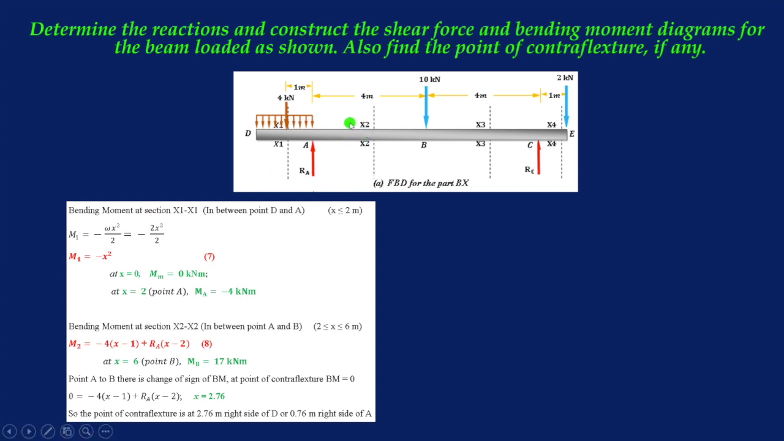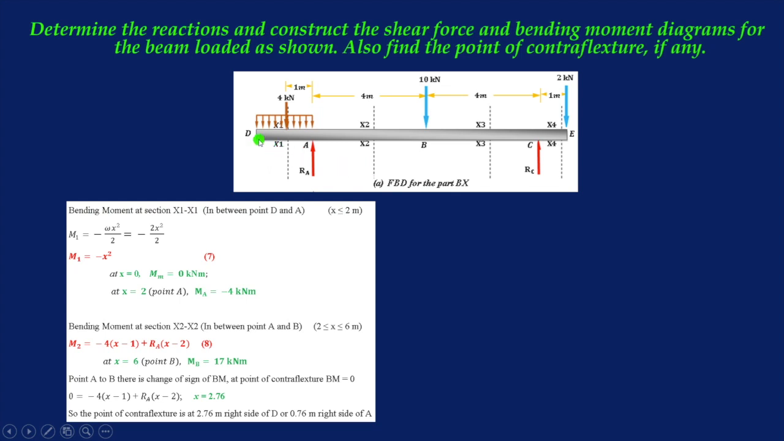And the bending moment direction is again anti-clockwise. If our section is here, then under the action of this force it is anti-clockwise, which means we will consider it negative. Now RA, due to RA, it is rotating up, which means clockwise direction. So RA into x minus 2, the distance from RA to the x2 section, is x minus 2.